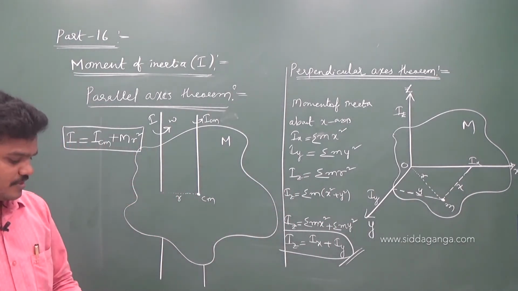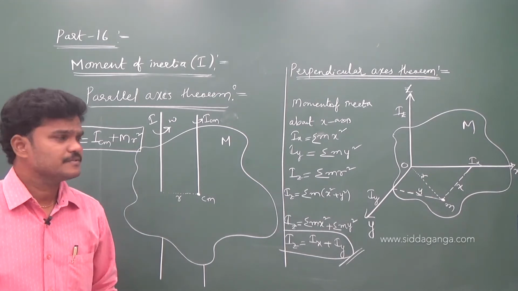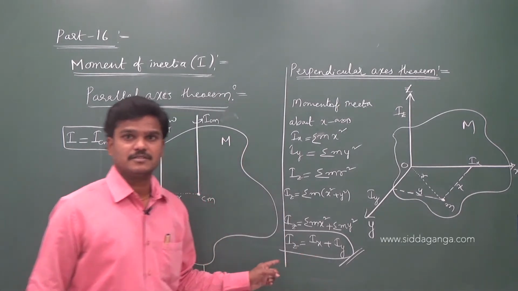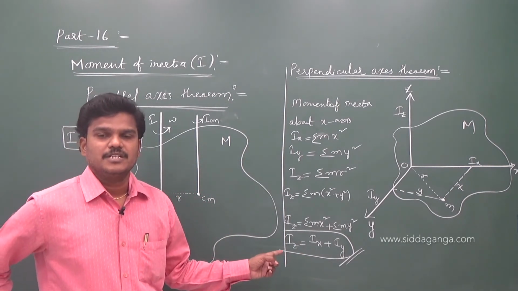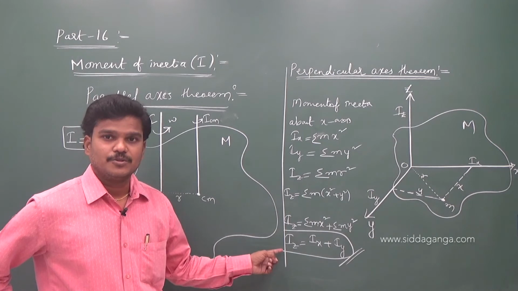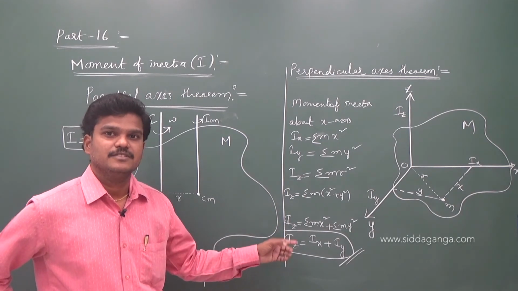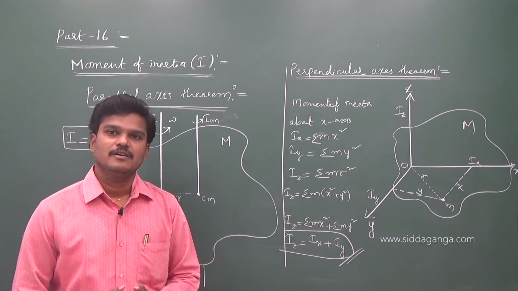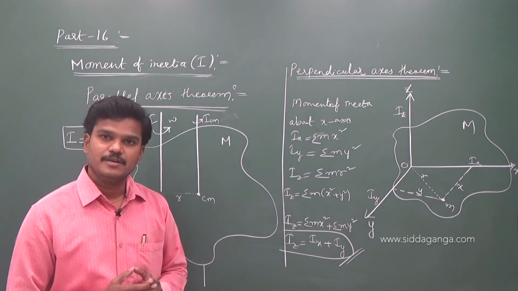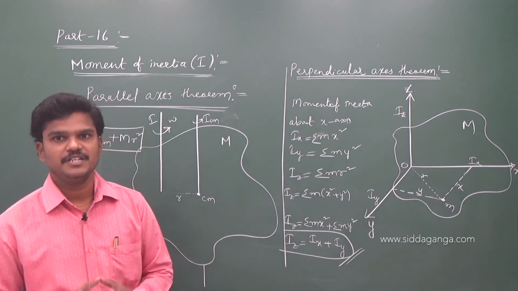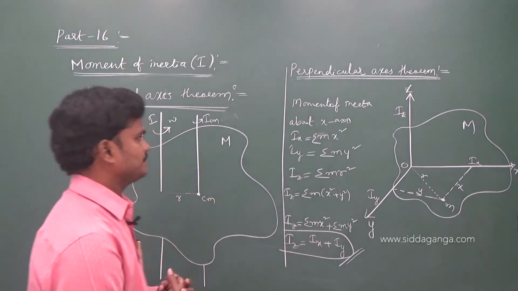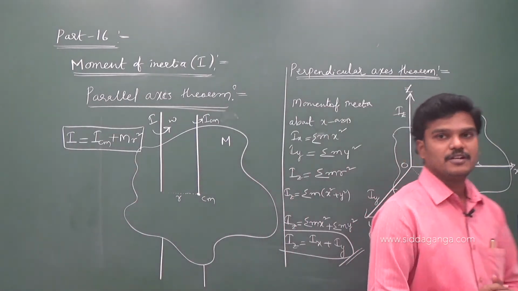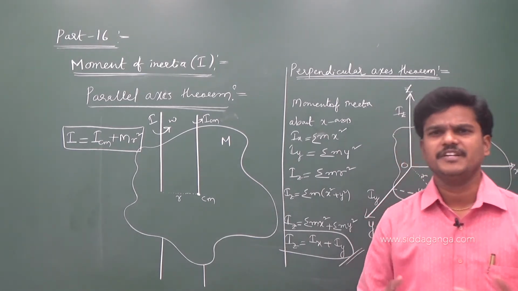So write this down. What is the statement? Let me repeat once. The moment of inertia of a plane lamina about any axis is equal to the sum of the moment of inertia of the same plane lamina passing through the same point and perpendicular to each other. So keep the two statements in mind. These two theorems will help a lot in solving a variety of questions.